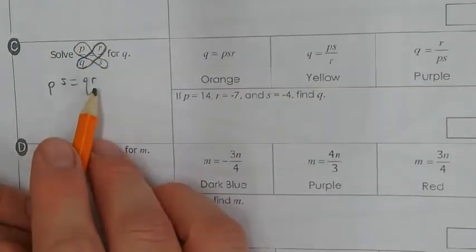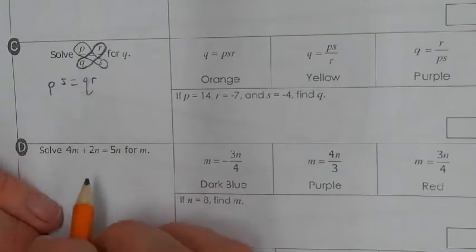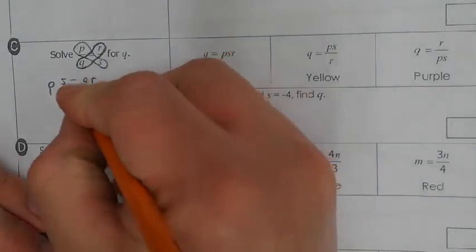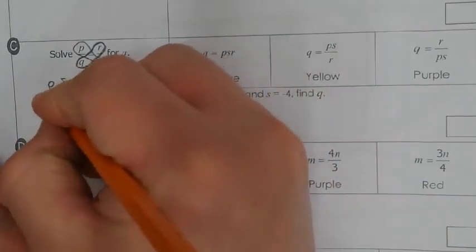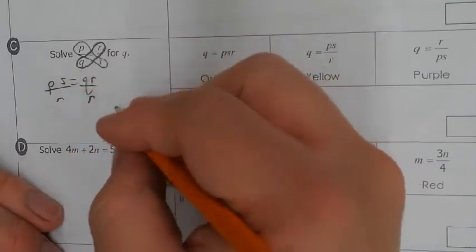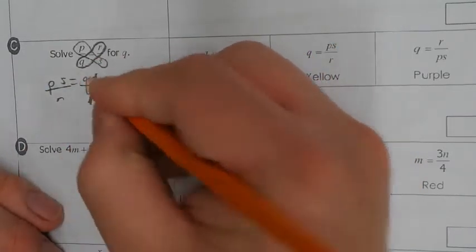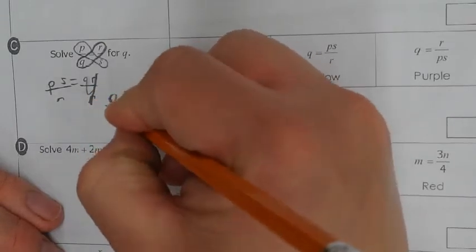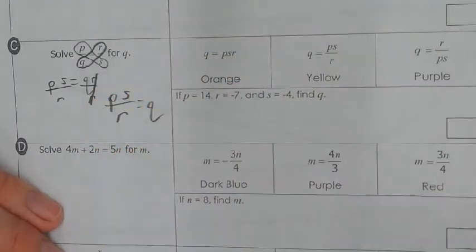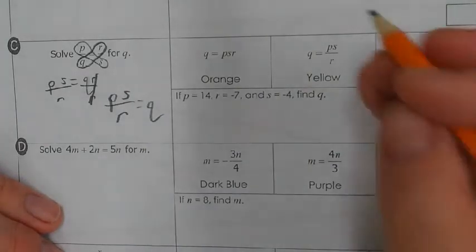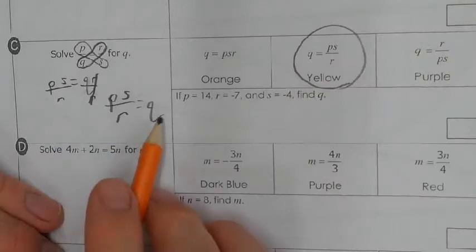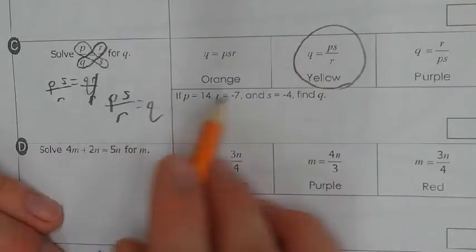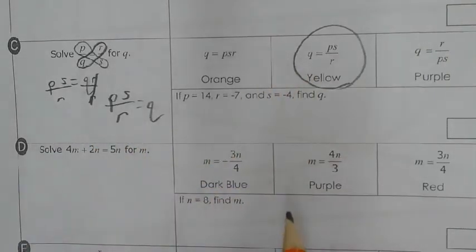All right. So now, how do we get the Q by itself? What do we need to get rid of? Divide by R. So that one you just had to remember what you do for proportions. So you end up with PS over R equals Q. So which one would that be? Yellow. And the Q is on the left side. If you want to move it over to the left to make it look just like that, you can. Does anybody have questions on that one?